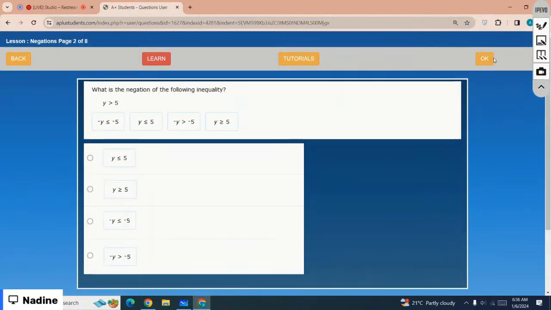Okay, the next one: what is the negation of the following inequality? y is greater than 5. The negation is y is not greater than 5, right? And not greater than 5 means y is less than or equal to 5. Got it? The correct option is y is less than or equal to 5, that is option number 1.